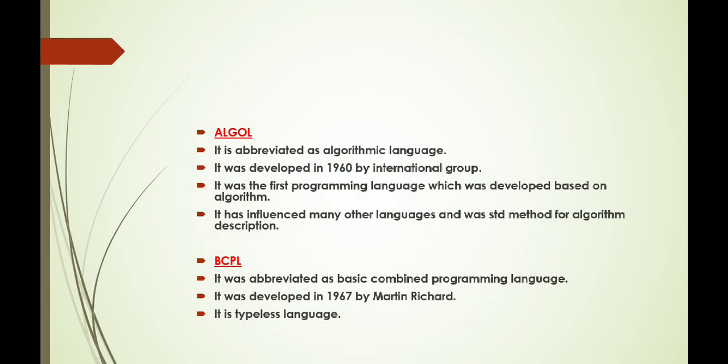Algol, abbreviated as Algorithmic Language. It was developed in 1960 by an international group, the first programming language based on algorithms. It influenced many other languages and was the standard method for algorithm description. Next comes BCPL, Basic Combined Programming Language. It was developed in 1967 by Martin Richards. It is a typeless language.